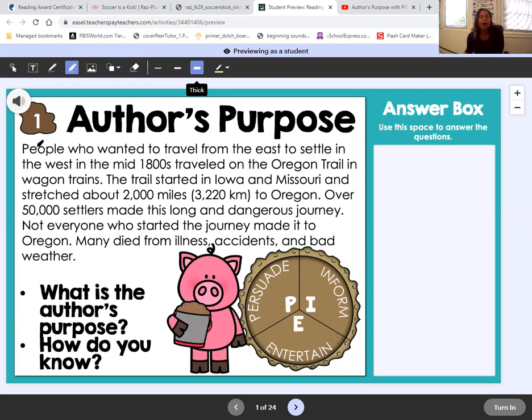People who wanted to travel from the east to settle in the west in the mid-1800s traveled on the Oregon Trail in wagon trains. The trail started in Iowa and Missouri and stretched about 2,000 miles, 3,220 kilometers, to Oregon. Over 50,000 settlers made this long and dangerous journey. Not everyone who started the journey made it to Oregon. Many died from illness, accidents, and bad weather.